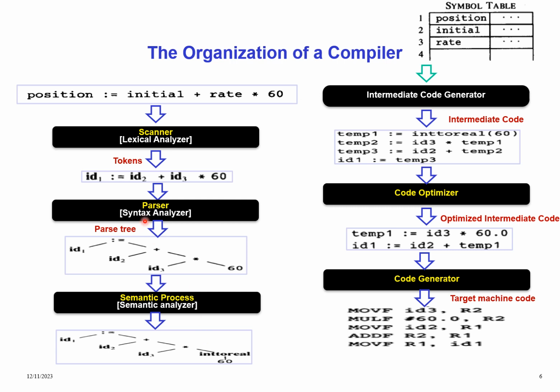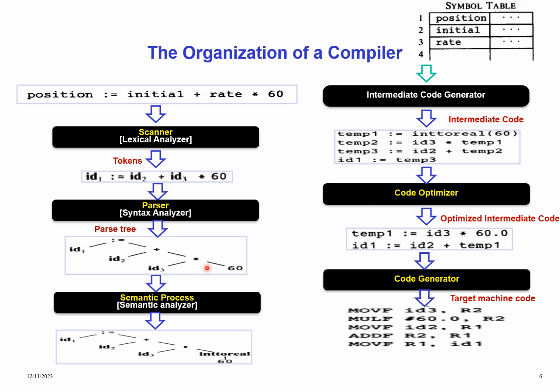Here we are giving position equal to initial plus rate asterisk 60 to a scanner. It generates tokens. We use regular expressions to describe the value of a token. This regular expression is given to a finite automata, and it generates a token. So we are introducing regular expressions and finite automata for the lexical analyzer.